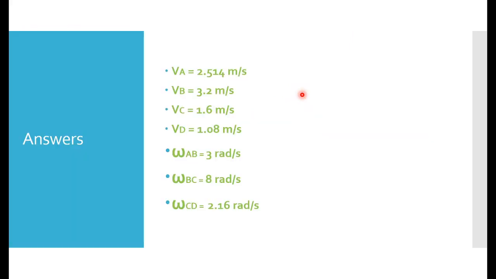Okay, then the answers are given. Approximately these answers you should get. VA is an input only. VA will be 2.514. Then VB, VC, VD and all the omegas. Okay, so this is how to understand velocity for a 6-link mechanism.